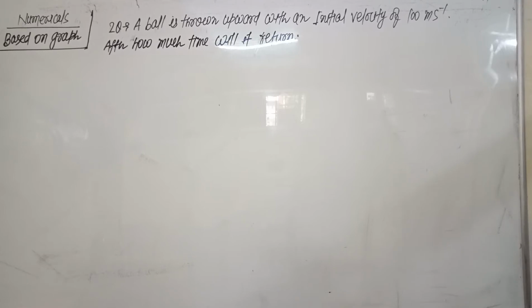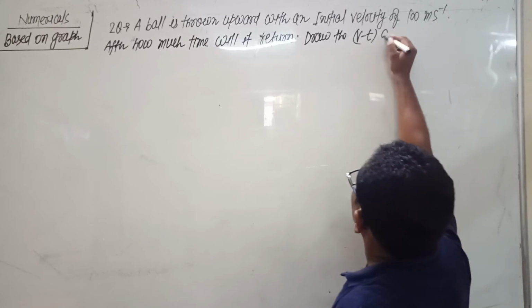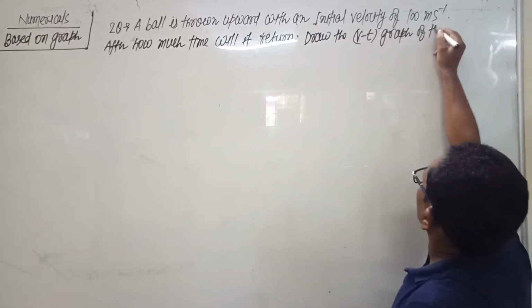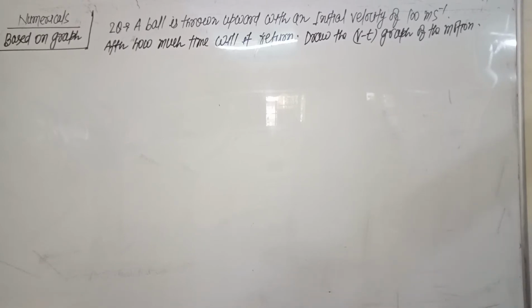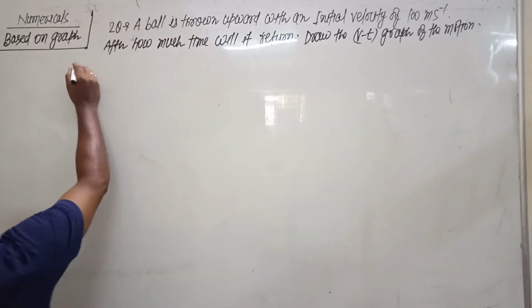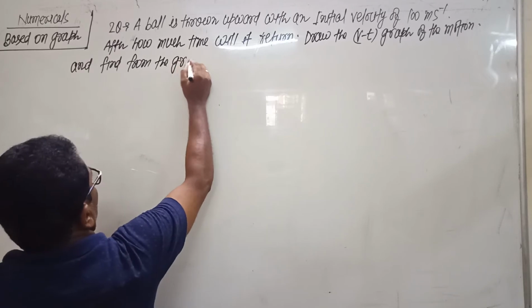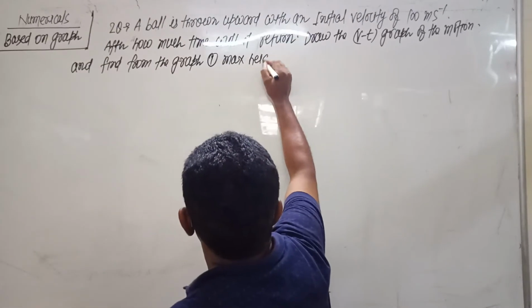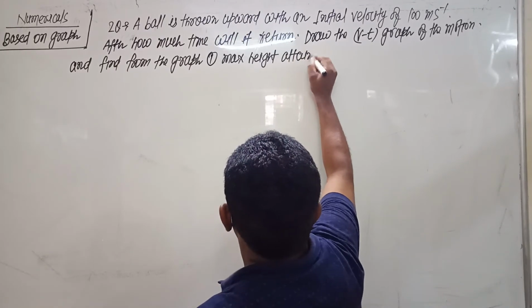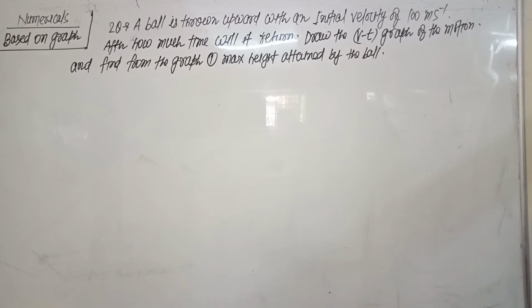Draw the velocity time graph, the VT graph of the motion, and find from the graph the maximum height attained by the ball and the height of the ball after 15 seconds.